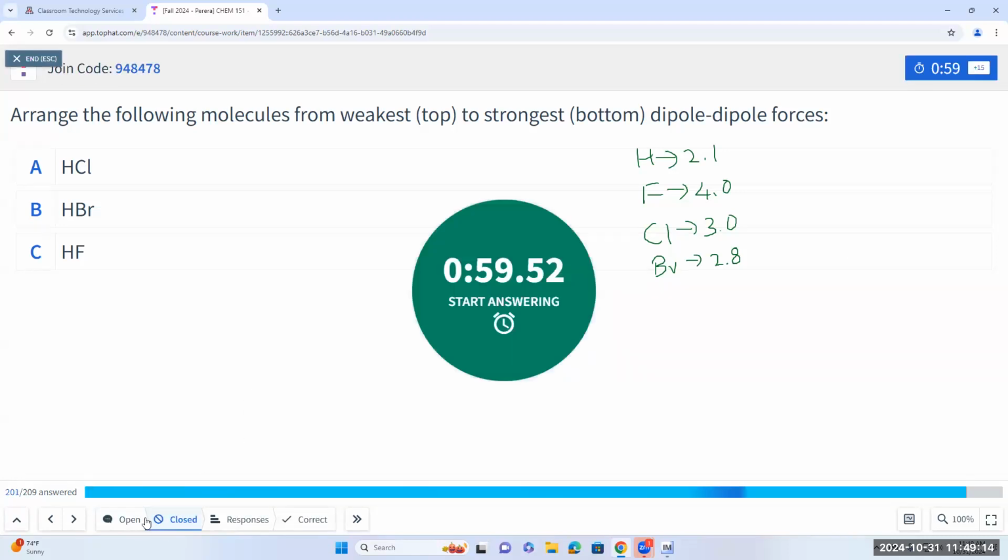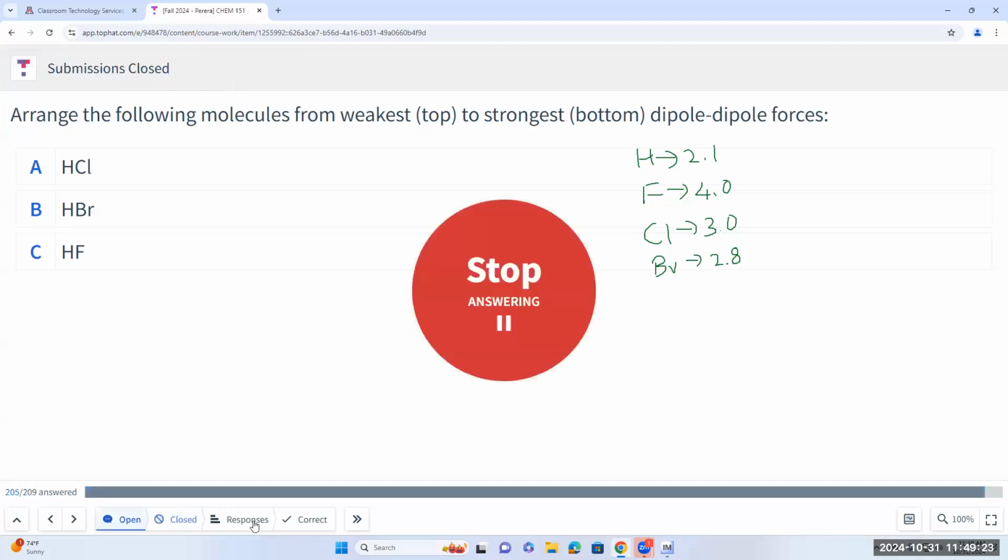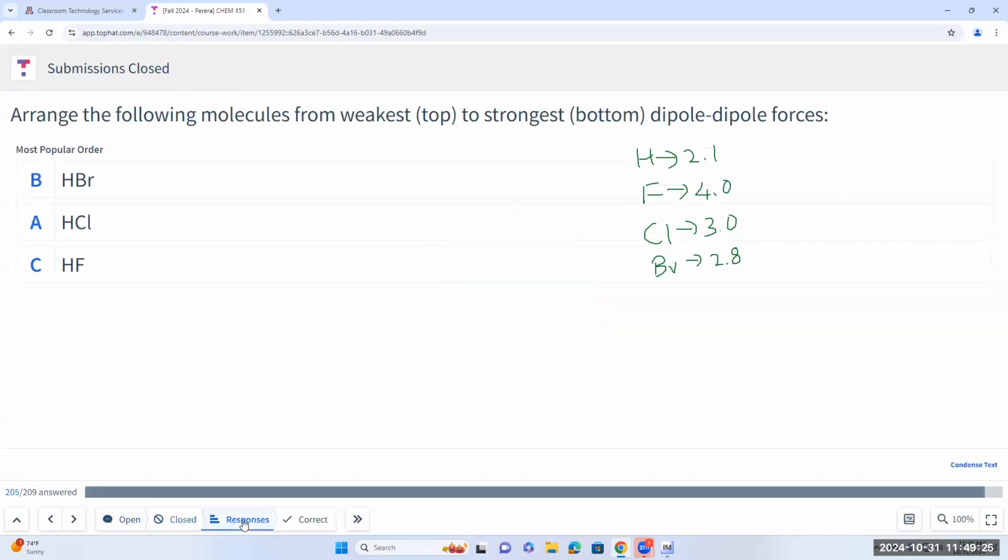Okay, so I'm going to close this question in 5, 4, 3, 2, and 1. All right. And the most popular response is this: HBr has the weakest dipole-dipole forces. HF has the strongest. I agree with you. And then if I can get you used to drawing the dipole moments, there's only one bond here. Therefore, the net dipole moment is the dipole moment of that one bond.